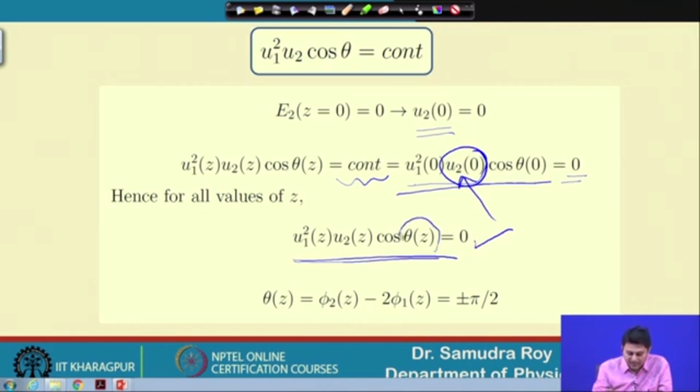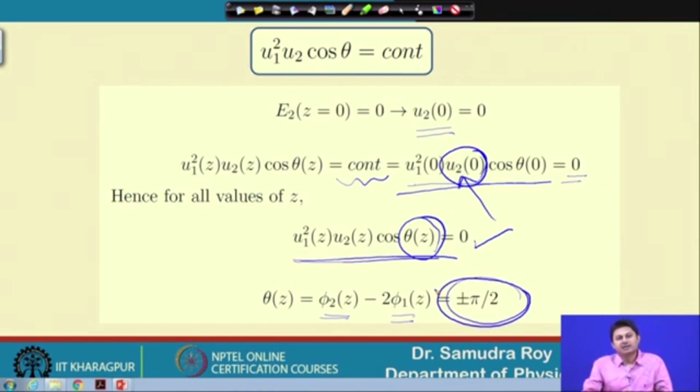It is only possible when theta has some relation. So, theta(z) which is phi 2(z) minus 2 phi 1(z), if this quantity is plus minus pi by 2, then only we can say that this is a valid equation. So, we find a valid equation here, and this valid equation suggests that when the second harmonic is generating, there is a phase relationship between the second harmonic and the fundamental wave, and this phase relationship is phi 2 minus 2 phi 1 is equal to plus minus pi by 2.